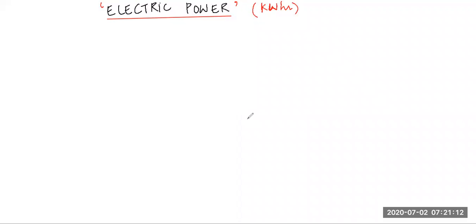So, students, today I'm going to talk about electric power and the related calculations. Power, P is equal to VI, that is voltage times current.